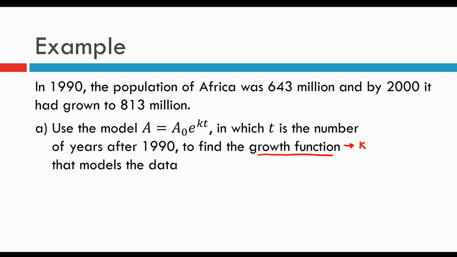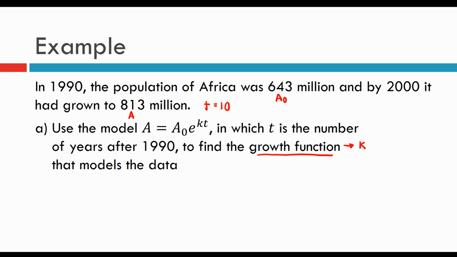All right, so using our information, it says in 1990, we're dealing with 643 million. That is your initial amount. That's your A sub 0 value. By 2000, it's now 813 million. So that's what it's ended up being. That's our A value. So now what is our t? Well, our t value is going to be years after 1990. If we're now talking about 2000, because that's where this 813 million comes from, we have to then figure out that difference. So the difference would be 10 years.